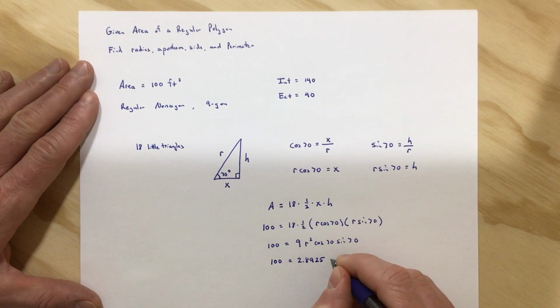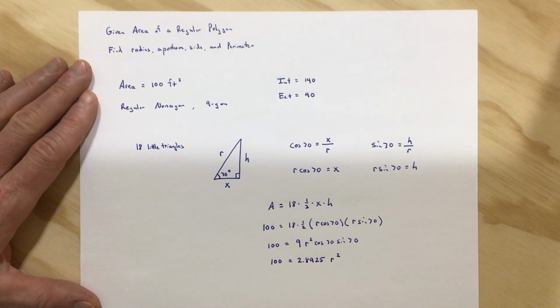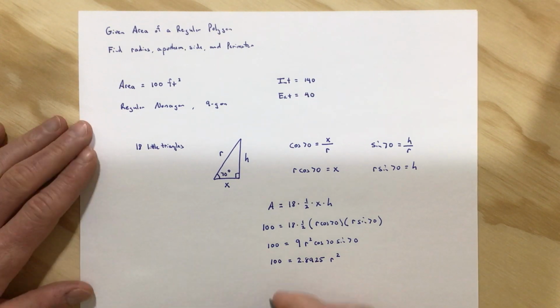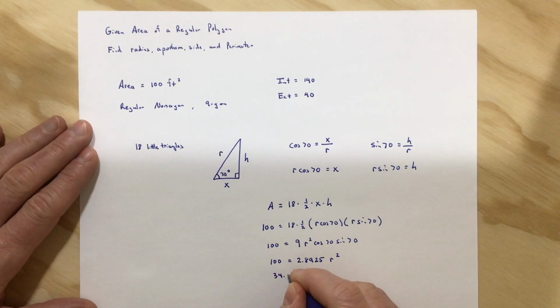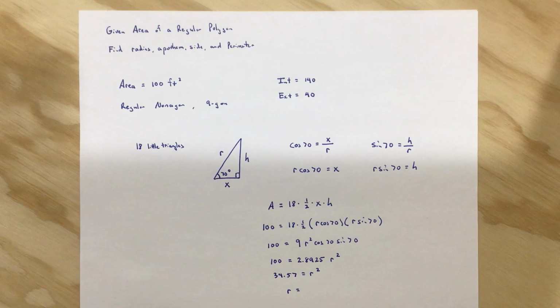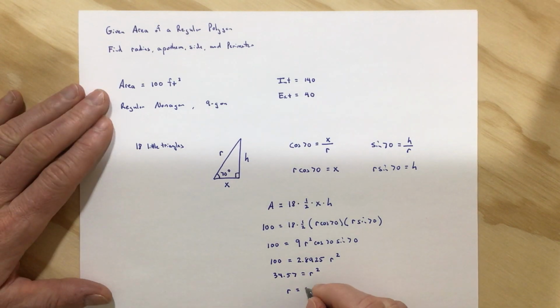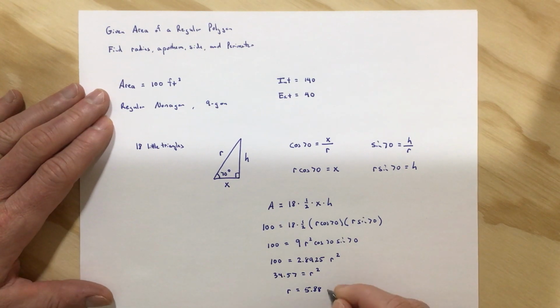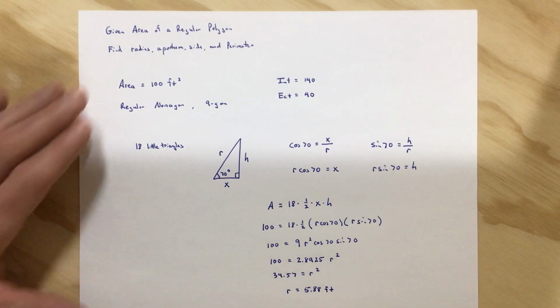2.8925. We won't round really at all. And then r squared. So what we're going to do now is take 100 and divide by that. 100 divided by that answer, and I get 34.57 equals r squared. And then I'm going to take the square root, and I'm going to get 5 point, looks like really close to 88, and that would be then in feet.